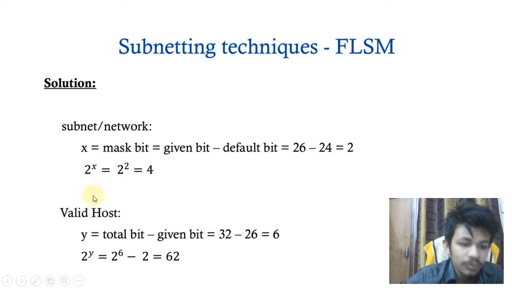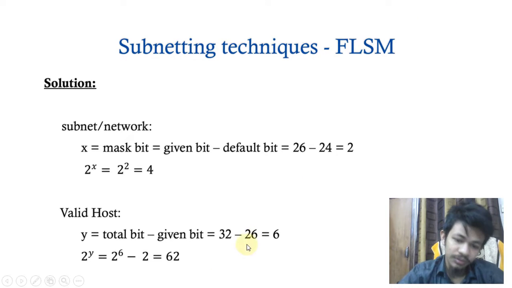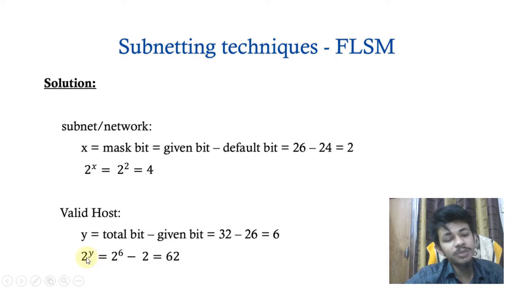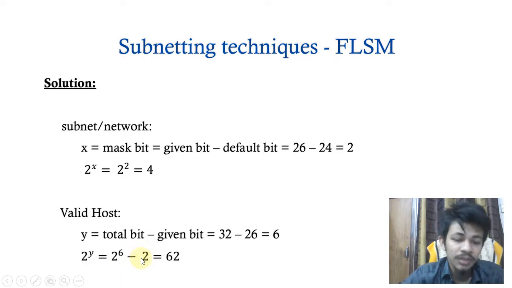So the next question was, what are the valid hosts? To find this, we have another rule, that is y. How can we find it? We have total bits 32 and the given bit is 26. The total number of bits is 32, as we have 4 octets and each octet has 8 bits. So 4 times 8 is 32, and the given bit is 26. If we subtract these two, we get only 6. So the formula is 2 to the power y, where y equals 6. 2 to the power 6 minus 2 equals 62.